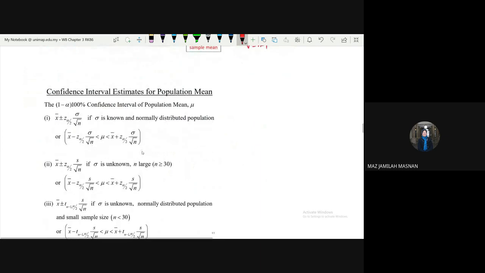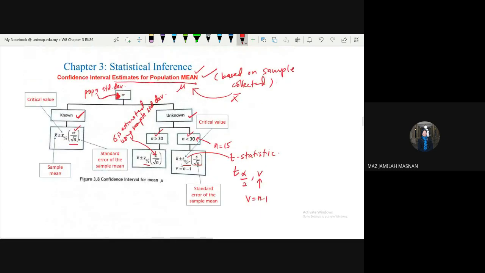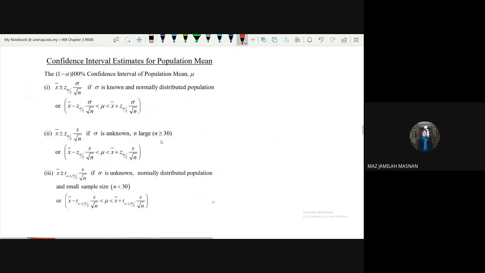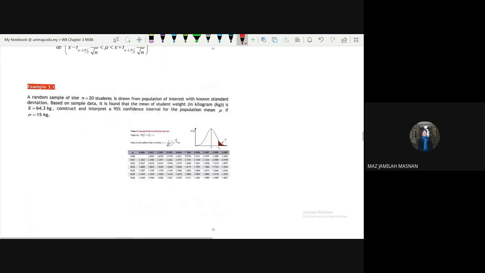Now, if I summarize how to find the confidence interval for the population mean using the sample mean, this is all the formulas for the calculation. If sigma is known, x bar plus minus z alpha over 2 multiplied with the standard error. If sigma is unknown and n is greater than 30, you will have this margin of error, the interval for the lower confidence limit, and this is for the upper confidence limit. Now let us look at the example.